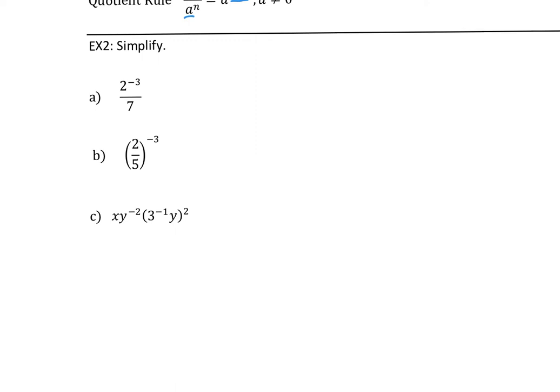In example 2a, just be careful that you don't flip everything. Notice the 7 does not have an exponent that's negative. It's 7 to the +1, so that stays. That's fine. It's the 2 that we have an issue with. So we're going to flip it down below and make it a +3. So that will be 1/7 times 8, which would be 1/56.